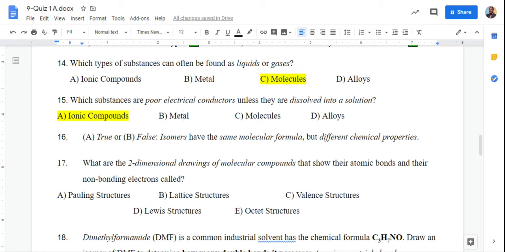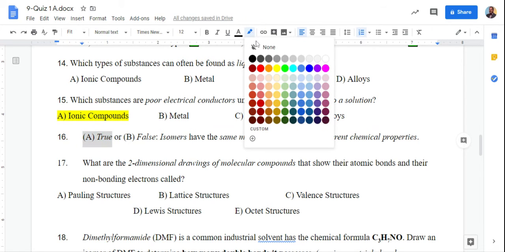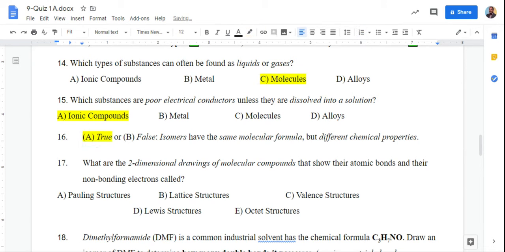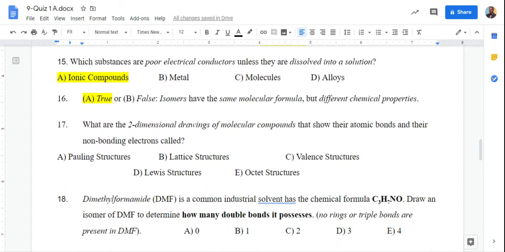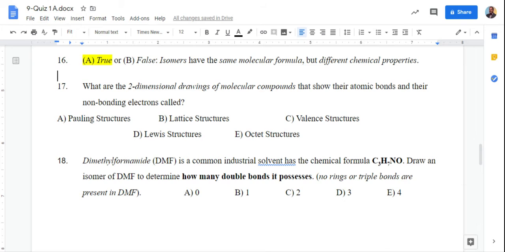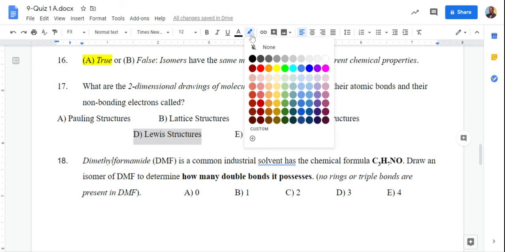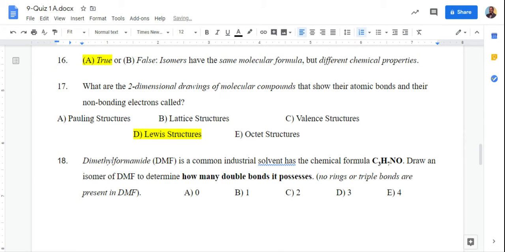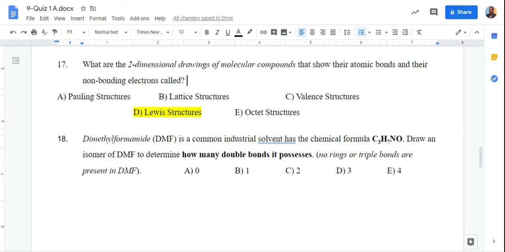Isomers, they have the same molecular formula but different chemical properties. That is very, very true. So take the same number of atoms, rearrange it into something different, you get a completely different substance, and they have different properties. So they don't have the same properties just because they have the same chemical formula. And then what do we call these structures we've been drawing? These are called Lewis structures, and they show all the bonding and non-bonding electrons.